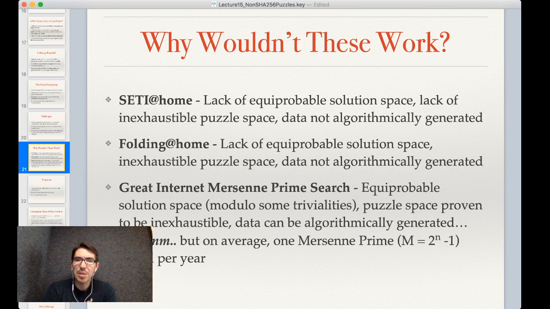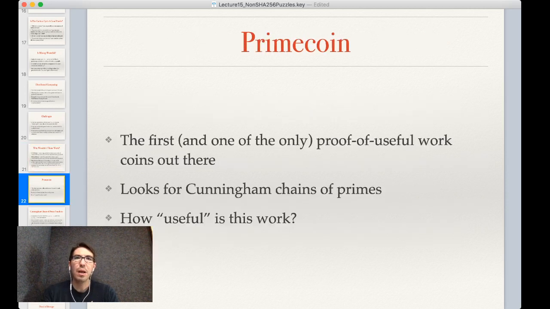The puzzle space has actually been proven to be inexhaustible. So we know there are an infinite number of Mersenne primes. And data can obviously be algorithmically generated. This is just people trying out different numbers. But the problem is one Mersenne prime on average is found per year. So here we seem to have run into a wall. I think it's okay to have variable time, but I think 1 year between blocks might be a little much. But we can take this idea and run with it.